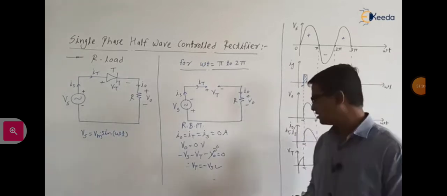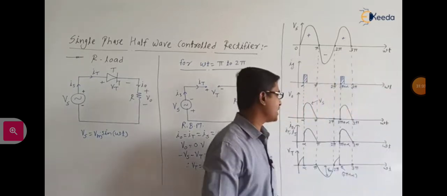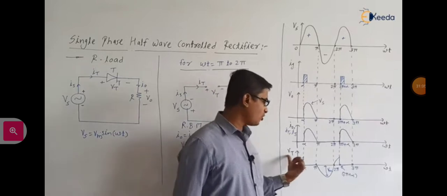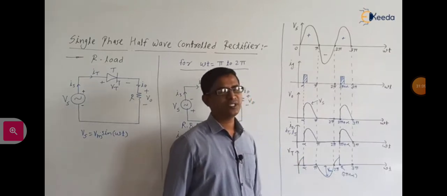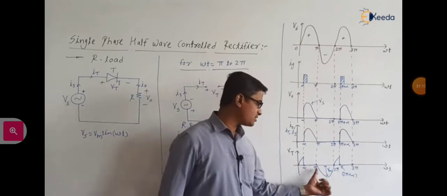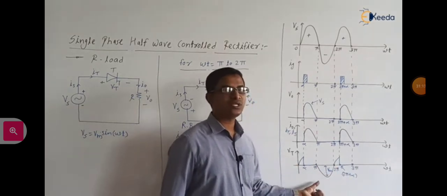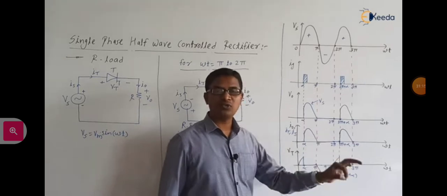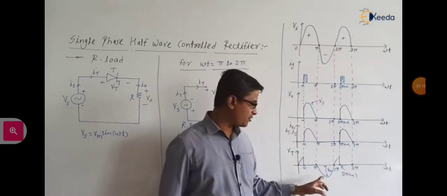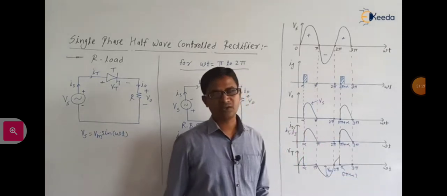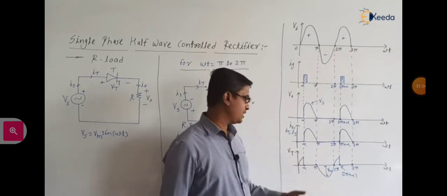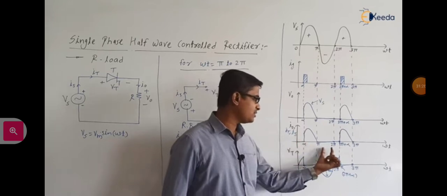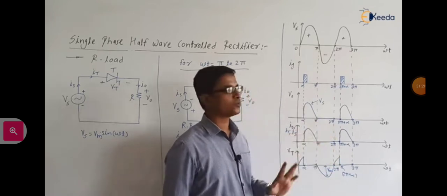Voltage across the thyristor will be the reverse voltage. After omega t is equal to pi, for omega t between pi and 2 pi, what is happening? The voltage across the thyristor will be minus Vs. So it is a negative voltage, but the magnitude will be the same as that of the supply voltage appearing across the thyristor. So from pi to 2 pi, Vt is minus Vs, I0, IT, IS are equal to 0, V0 is 0. Are you getting the point?